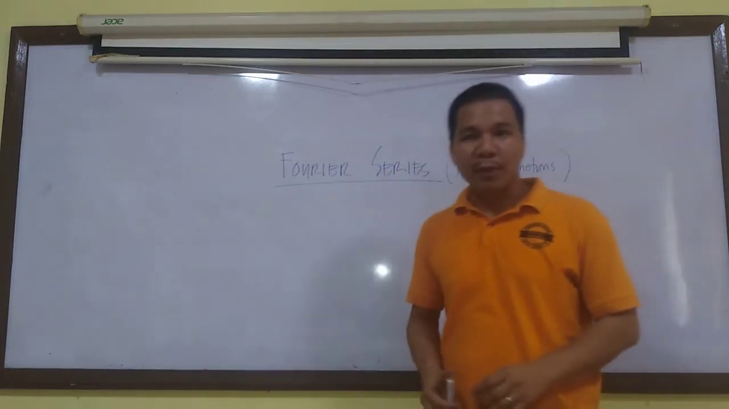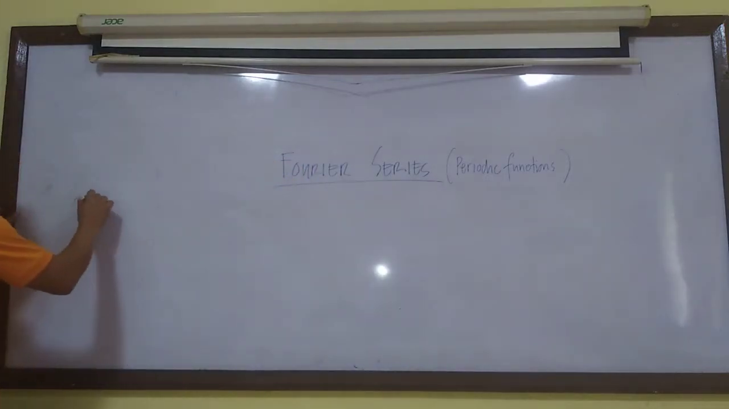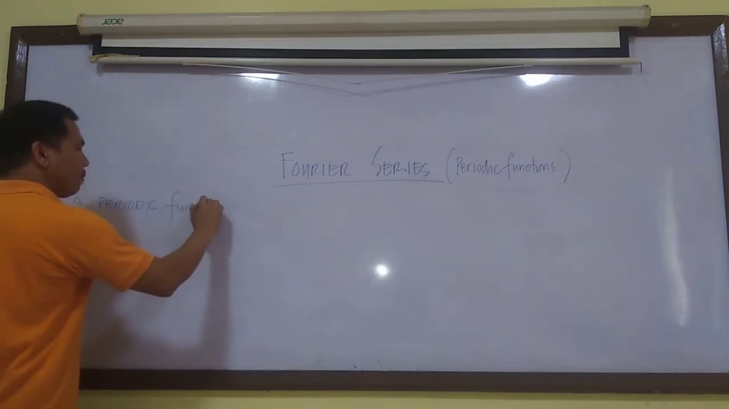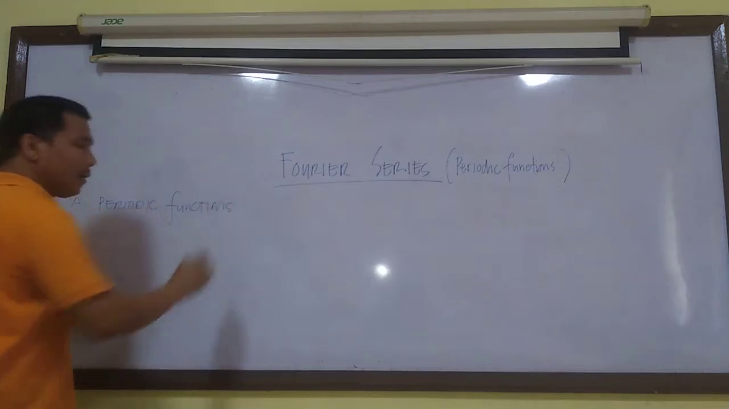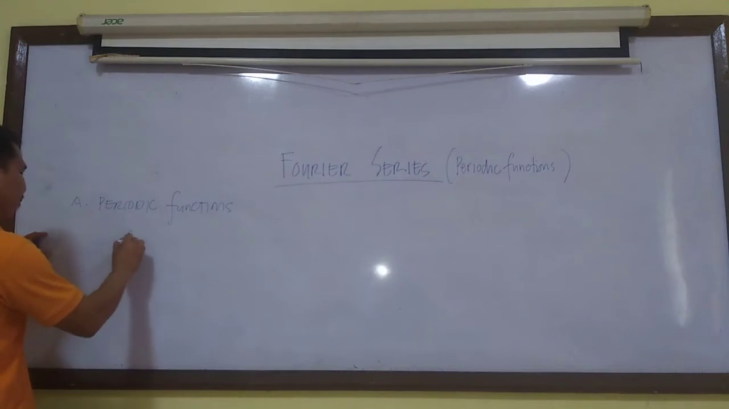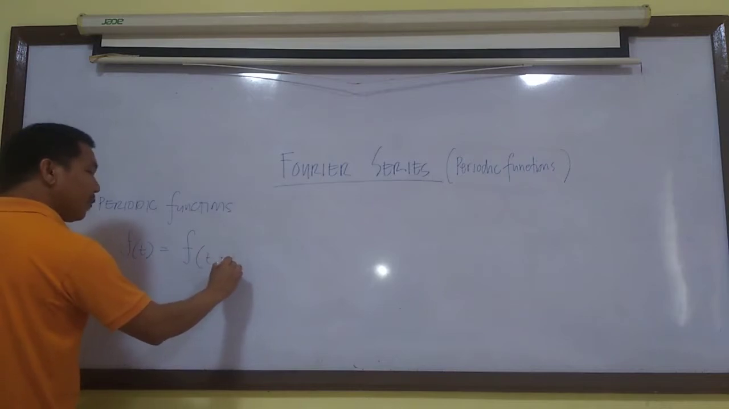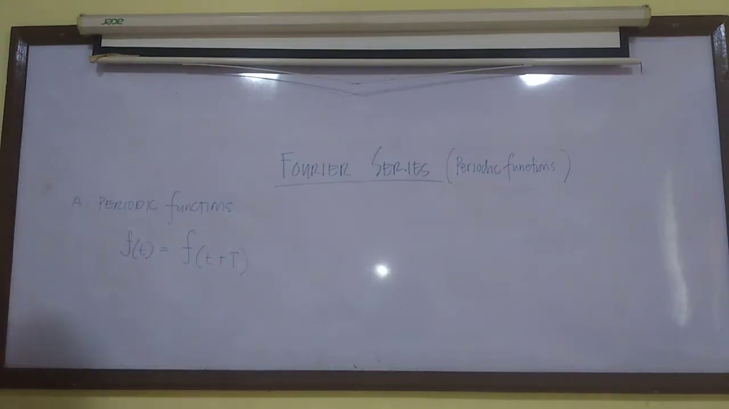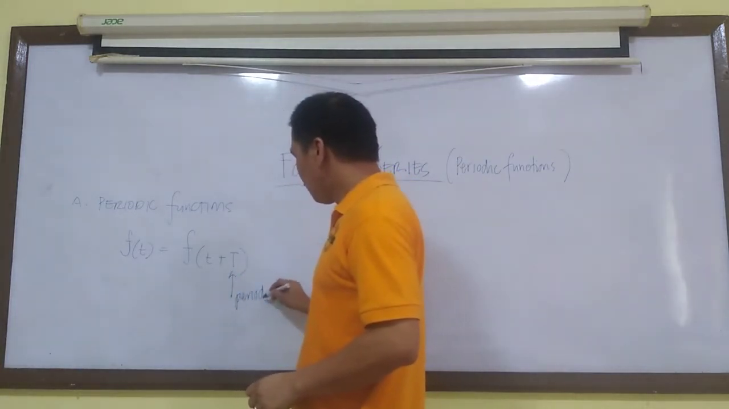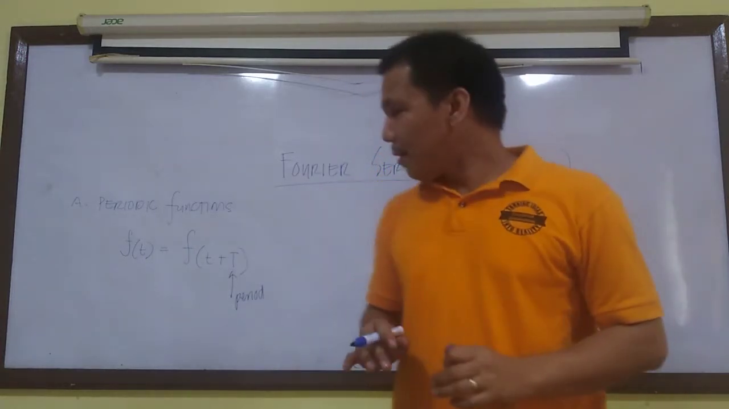But what is a periodic function? When we say periodic functions, it means that if your function of t is equal to your function of t plus your period of time, so T here is your period. The period is the time when the continuous time signal repeats itself.